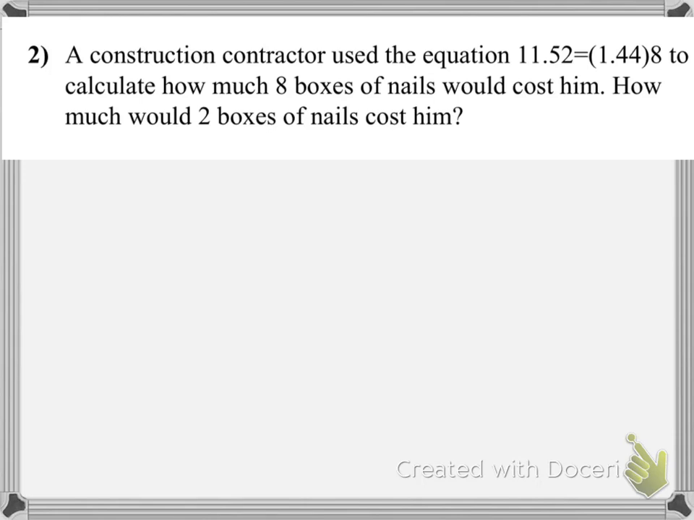So if we start with this equation, and we know our equation is y equals k times x for a proportional relationship, we just work backwards and substitute our letters back in. So 11.52 is equal to y, 1.44 is equal to k, and our x is equal to 8. Which means our x variable represents our boxes of nails, and 1.44 represents our constant, and 11.52 represents our cost.